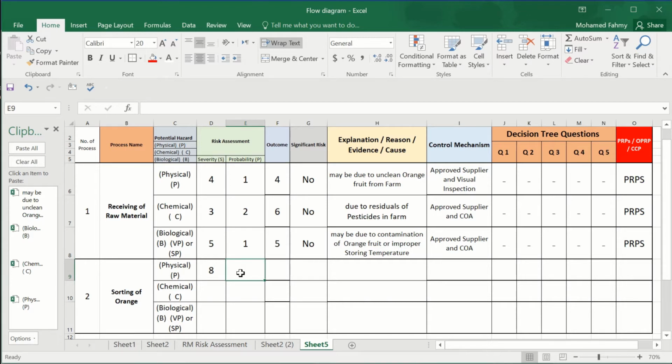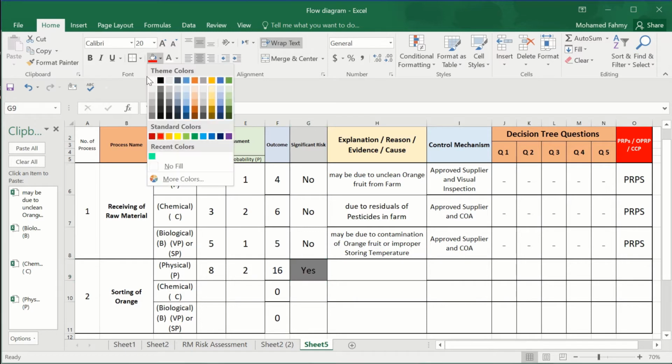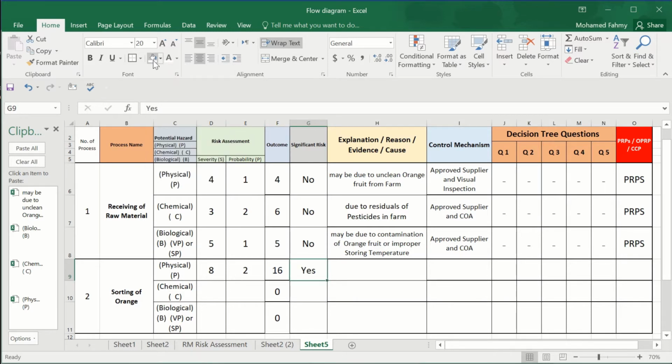So the probability will be equal, shift 8, enter and drag it, 16, so it will be yes. So it is a significant hazard, and we can also give it a special color here. Okay, yes, it's a significant hazard.